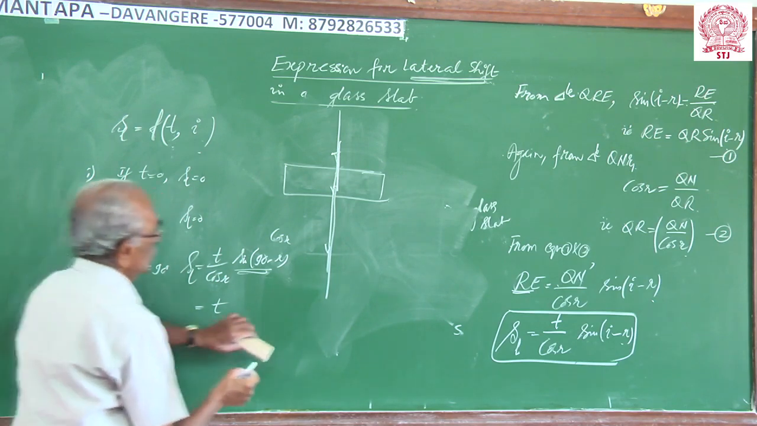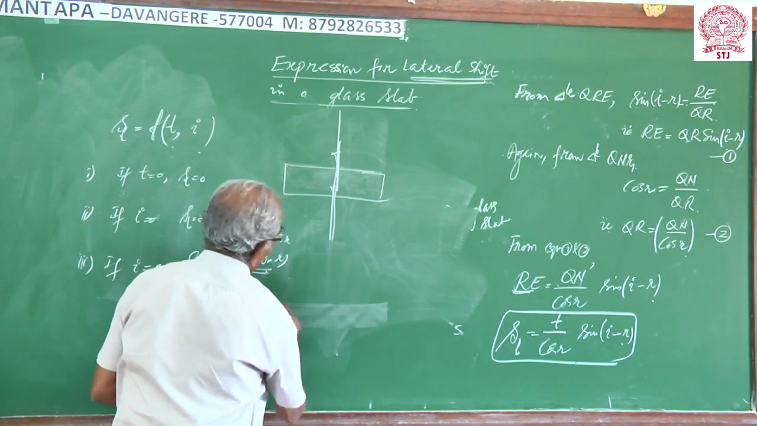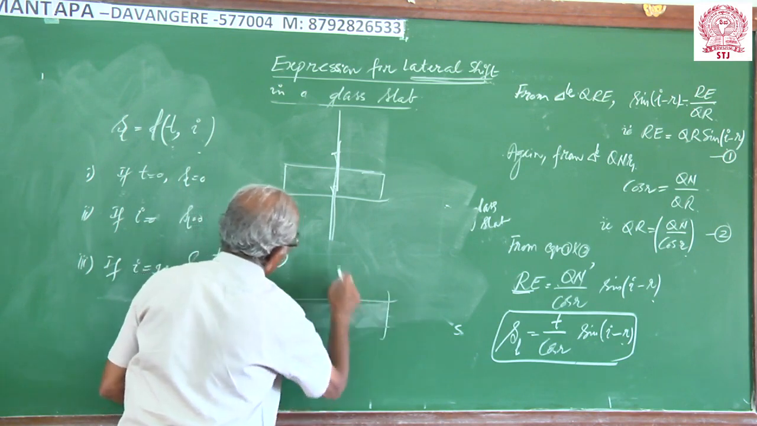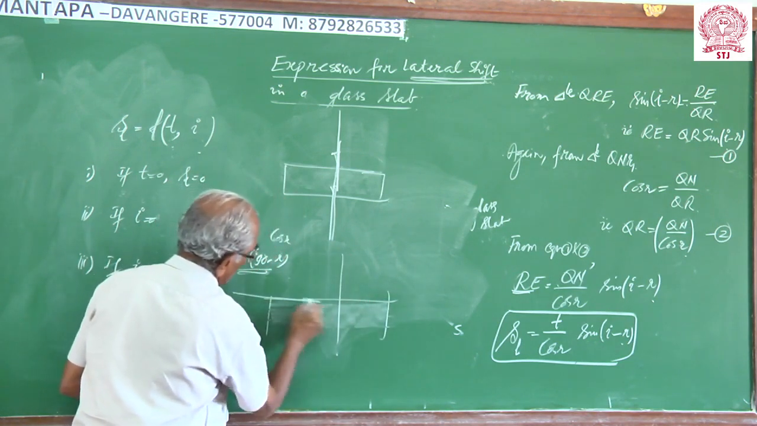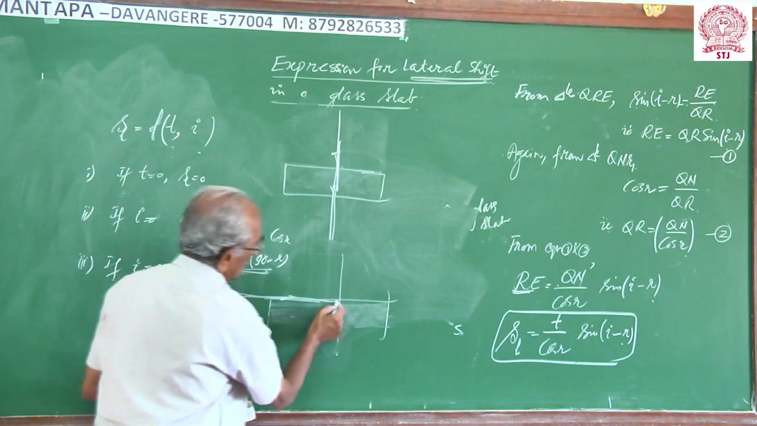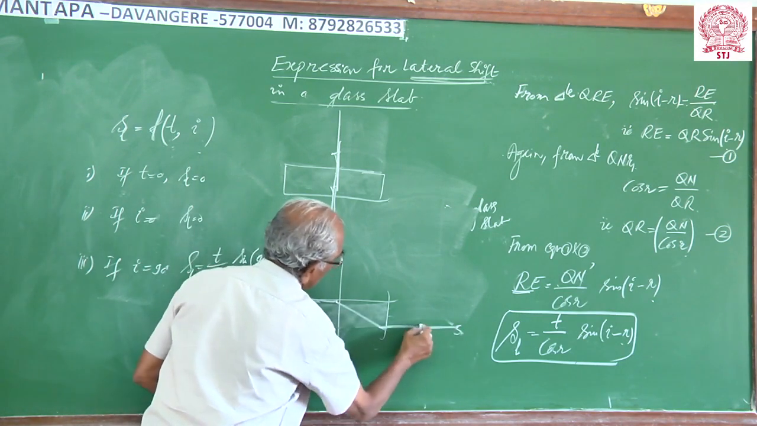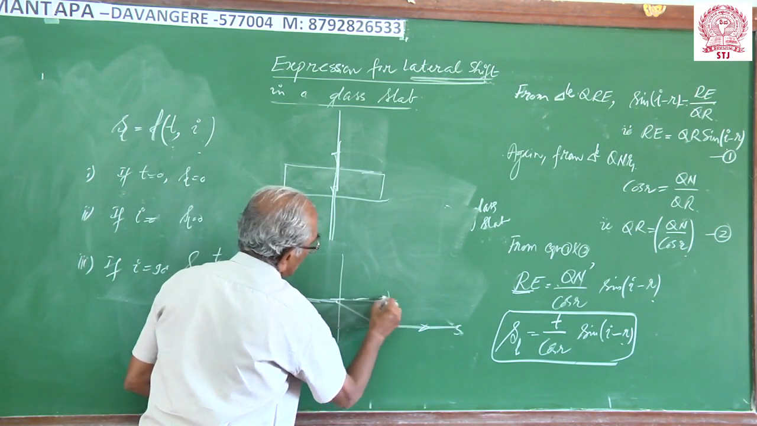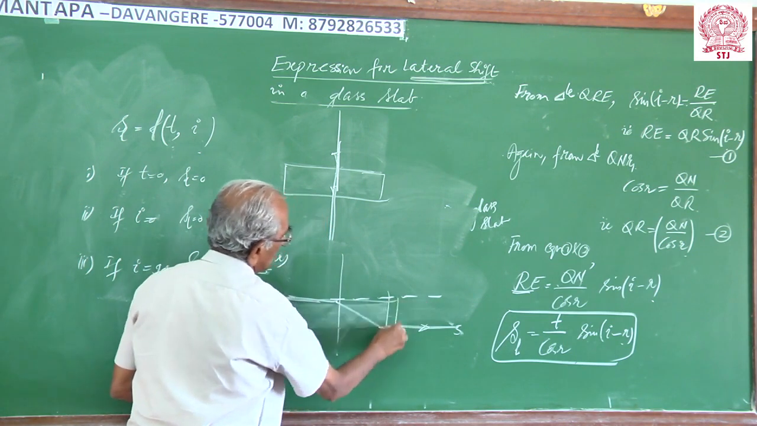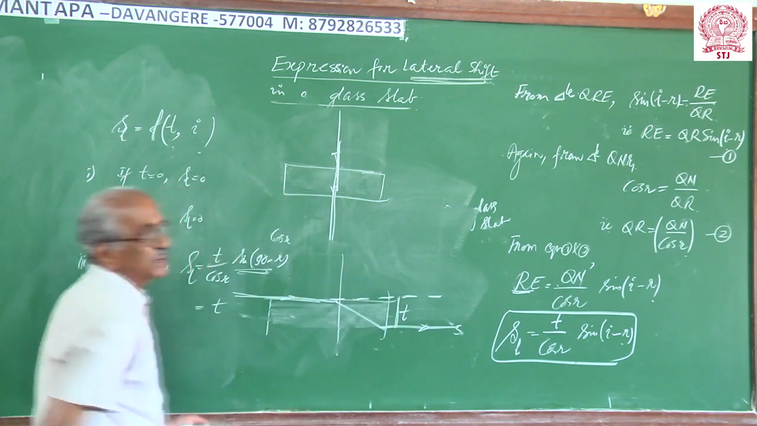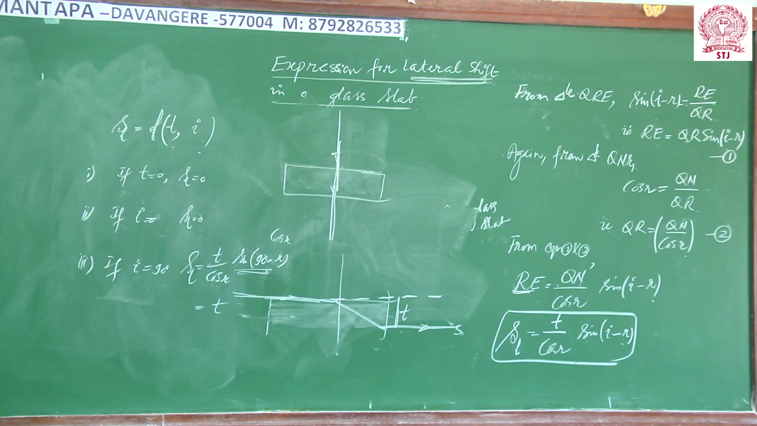So if you have, let us suppose, a ray of grazing incidence, almost like this. Now it goes like this and comes out like this. So the incident direction is this, the emergent direction is this. Now that is equal to T. That is equal to T. So that is about the lateral shift.